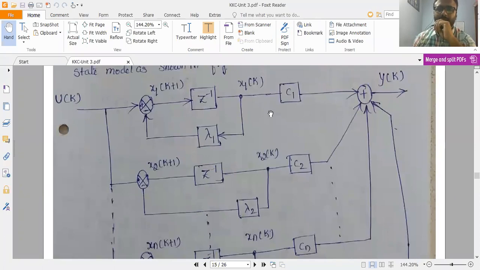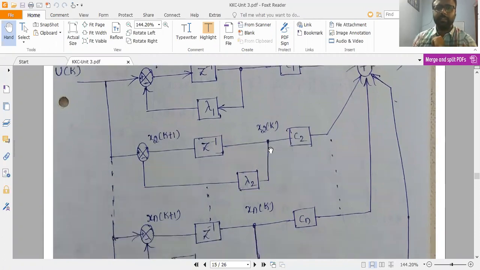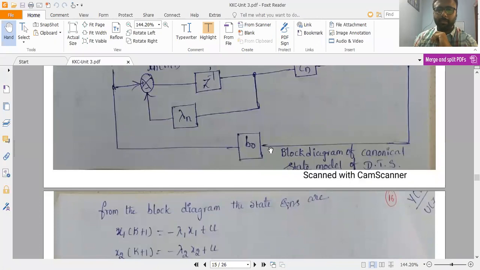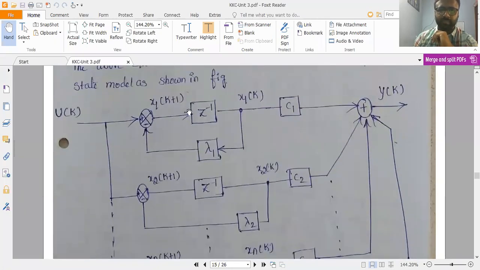So what are the state equations? That is nothing but x1 of k plus 1, x2 of k plus 1, up to xn of k plus 1. Okay, these are the state equations we have to represent for this model. Therefore x1 of k plus 1 is represented at the summing position, and this summing position is called x1 of k plus 1. What are the two parameters connected to this summing point? One is u of k, and the other is minus x1 of k into lambda 1.